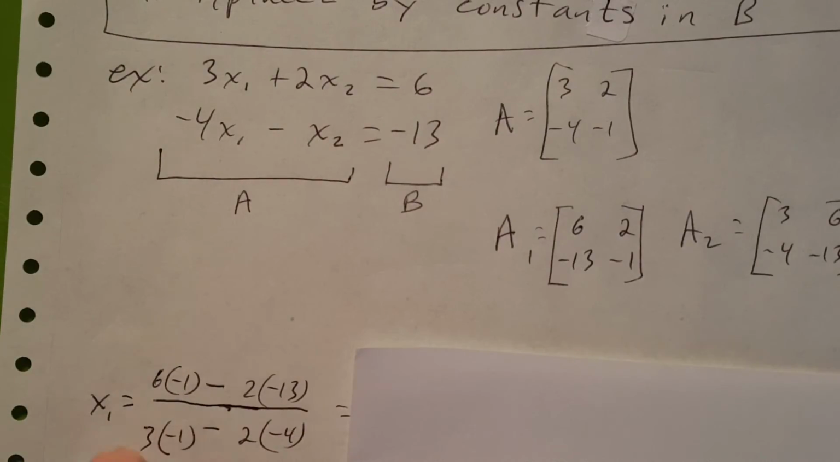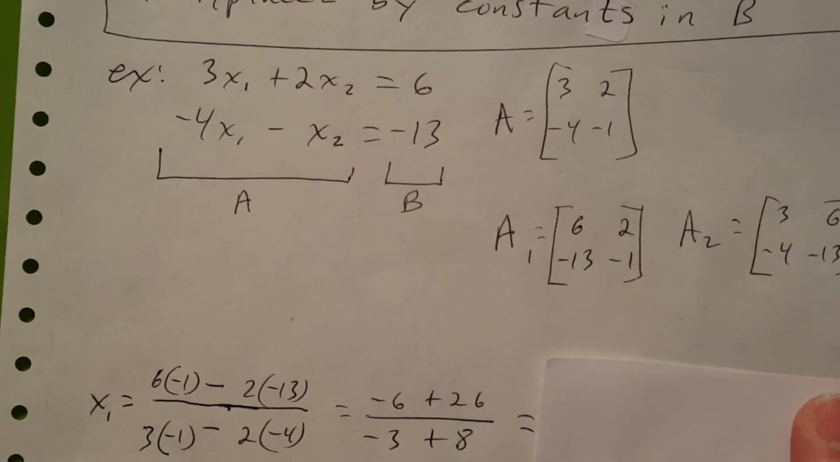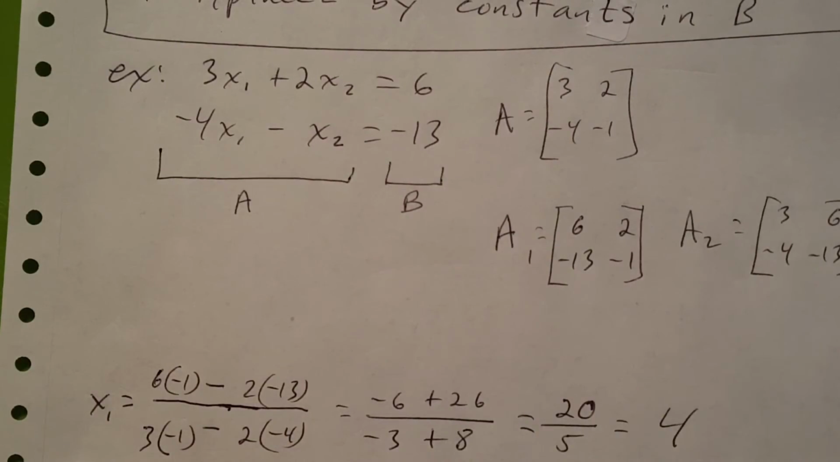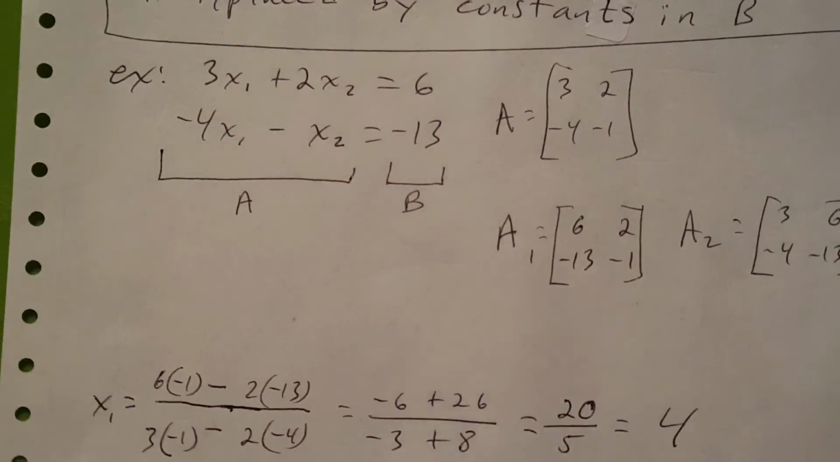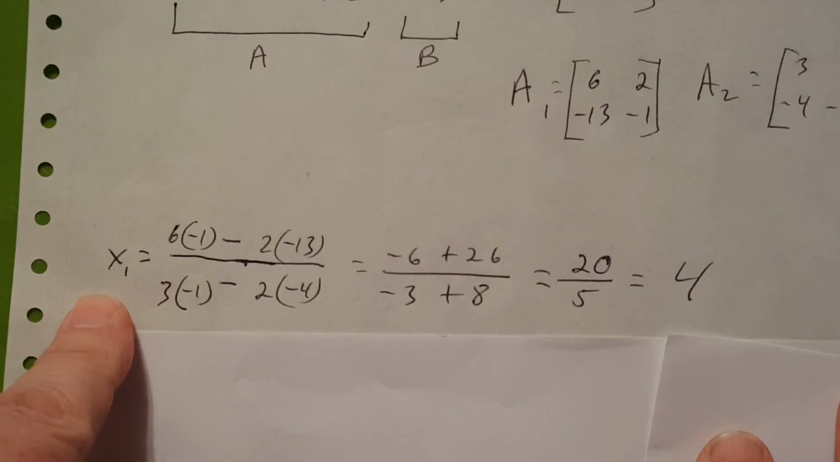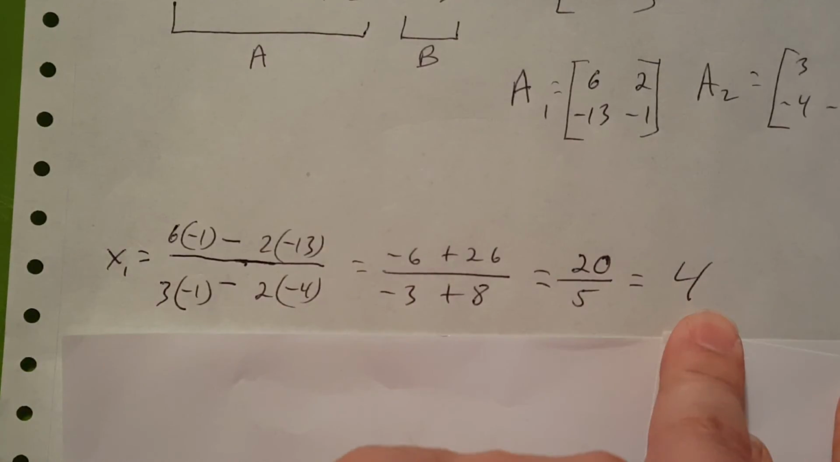So that's x1. Let's do the math. That's -6, and -26 minus -26 is plus 26. -3 plus 8, and you get 20 over 5, which means you get 4. Ta-da, we got it. x1 is equal to 4. So we got one answer. How do you get the other answer?